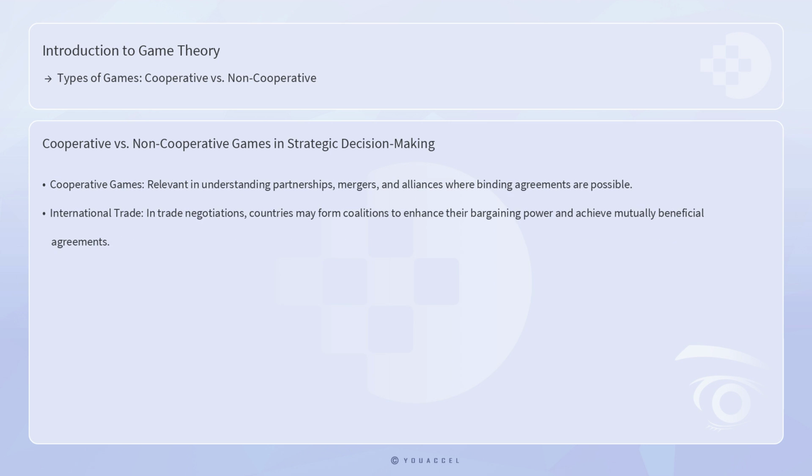The distinction between cooperative and non-cooperative games extends to their applications and implications in strategic decision-making. Cooperative games are particularly relevant in understanding partnerships, mergers, and alliances where binding agreements are possible. For instance, in international trade negotiations, countries may form coalitions to enhance their bargaining power and achieve mutually beneficial trade agreements.